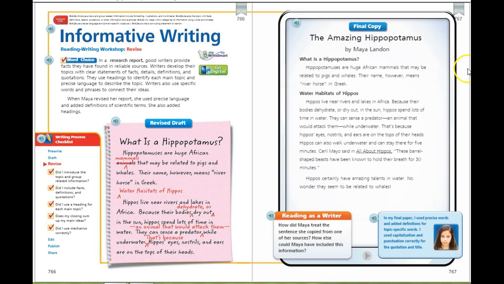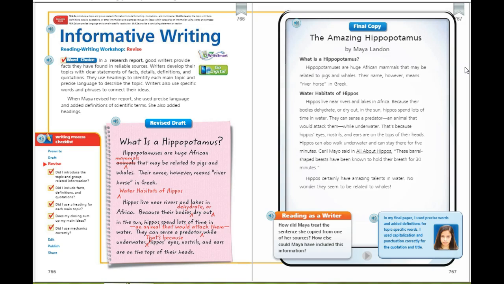All right, let's look at her final copy of her research report. The amazing hippopotamus. What is a hippopotamus? Hippopotamuses are huge African mammals that may be related to pigs and whales. Their name, however, means river horse in Greek. Then we have another heading, water habitats of hippos. Hippos live near rivers and lakes in Africa. Because their bodies dehydrate or dry out in the sun, hippos spend lots of time in water. They can sense a predator, an animal that would attack them, while underwater. That's because hippos' eyes, nostrils, and ears are on the tops of their heads.